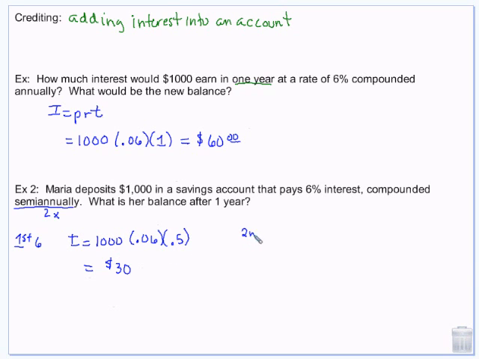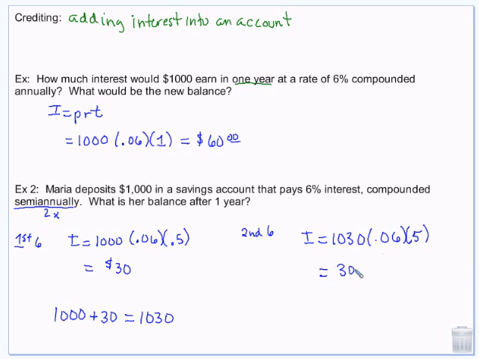But now for the second 6 months, we're not doing 1,000. We're doing that 1,000 plus that 30. So at the end of 6 months, she has 1,030 in her account. So for the second 6 months, that's our new principal. So when we multiply all that together, we're actually going to get $30.90. So the second 6 months, instead of just earning another $30, she's actually earning almost $31 because that 30 got added in initially.